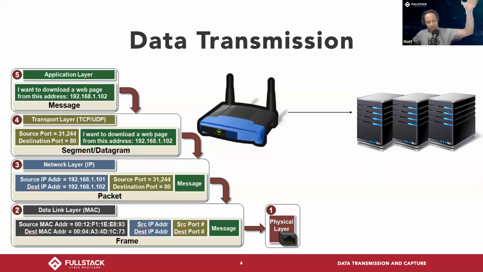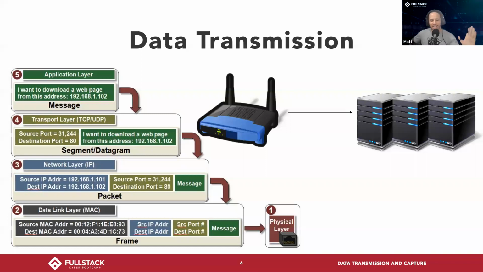So at the top, we have the application layer and its data. Encapsulate that into the transport layer, where we'll throw on a source port and a destination port. Encapsulate that into the network layer, where we put on a source IP address and destination IP address. And finally, wrap that up in the data link layer, or the physical layer, where we have a source MAC address and a destination MAC address.